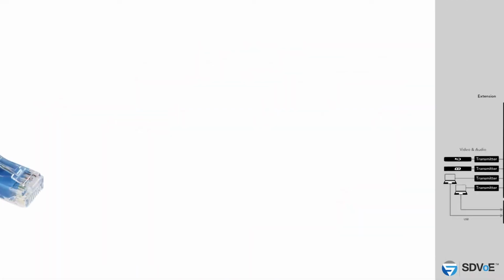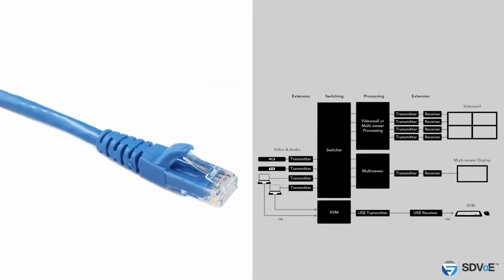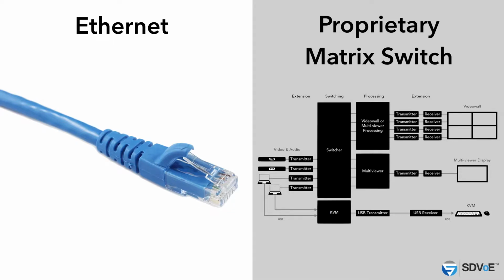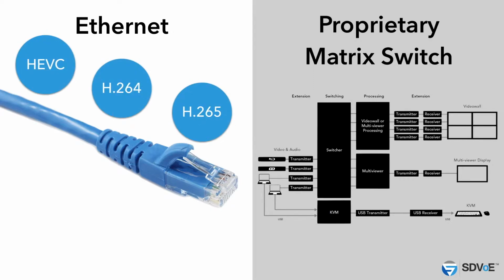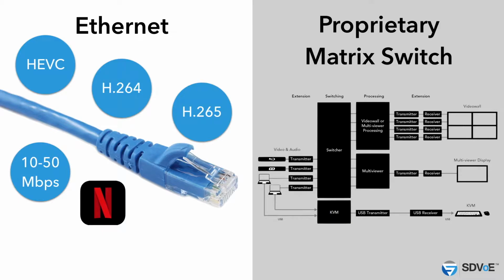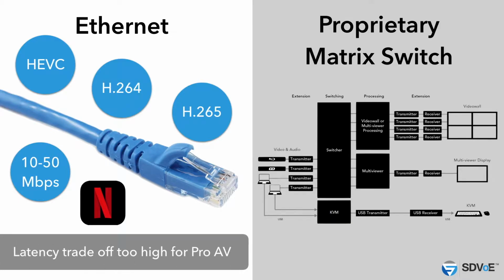Until recently, without huge amounts of compression, Ethernet was unable to provide 4K performance in the same way a proprietary matrix switch could. And while very clever compression codecs allowed Netflix's 4K signals to squeeze through tiny amounts of bandwidth, the latency trade-off made this solution a complete non-starter for Pro AV. This has allowed the matrix switch to win the AV integrator's popularity contest year after year after year.